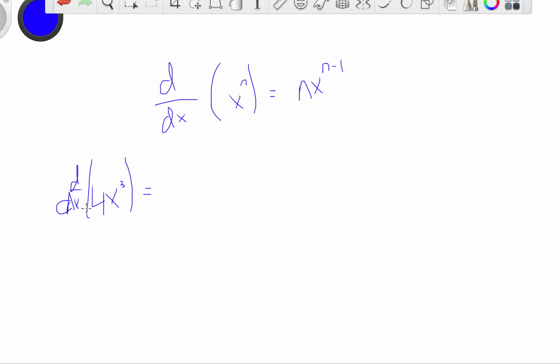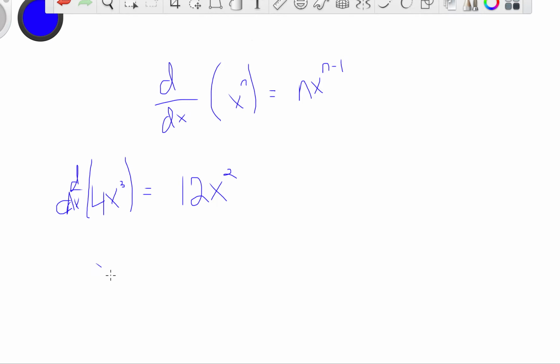So what's the derivative of 4x cubed, right? This is our n here. We'll whip it on downwards. So what we're going to do when we quote unquote whip it on downwards is we're just going to multiply 3 by 4, right? So 3 times 4 is 12. 3 minus 1 is 2.